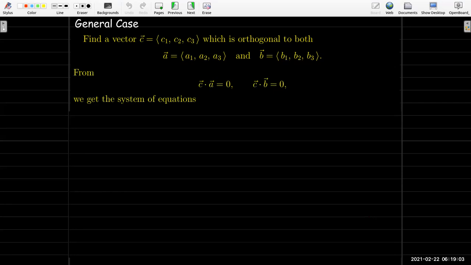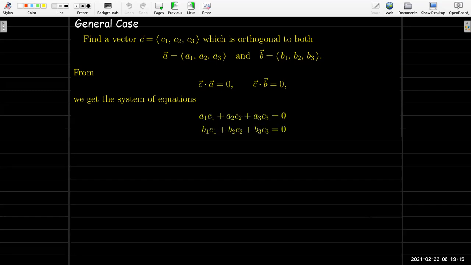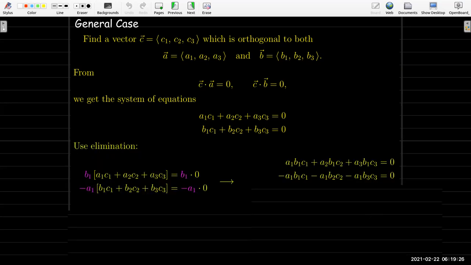So we want C dotted with A equal to 0 and C dotted with B equal to 0. That ensures that C is orthogonal to both vectors. And we're good at system of equations, just like we did in our example. Now we're going to eliminate C sub 1 from that system of equations.